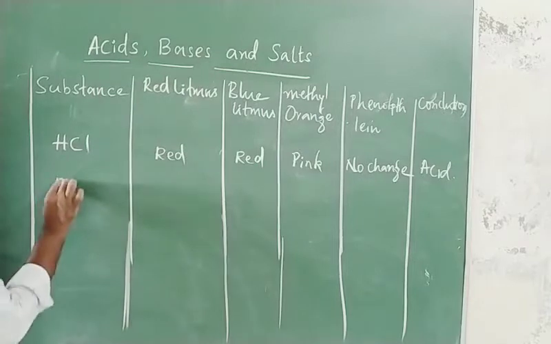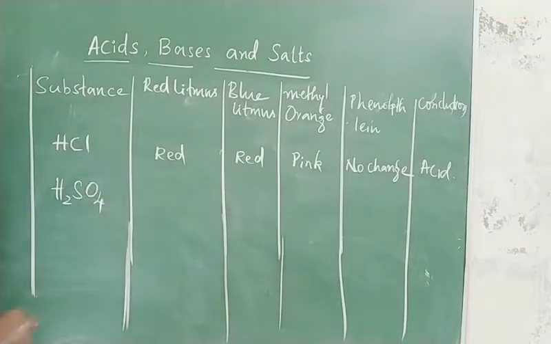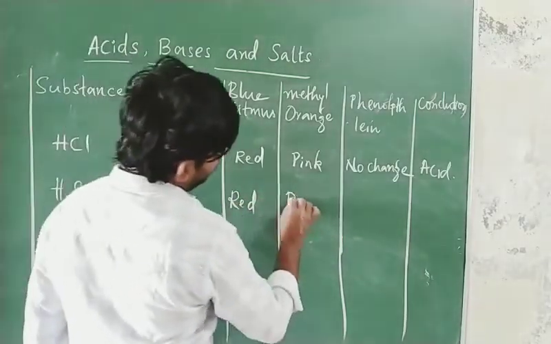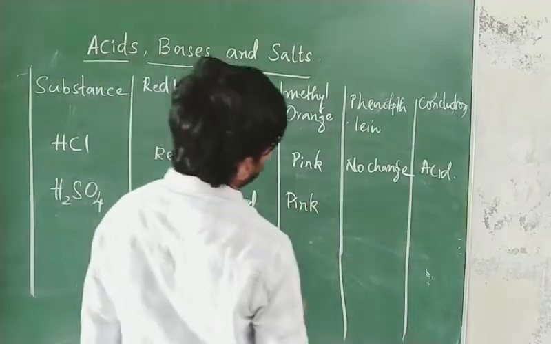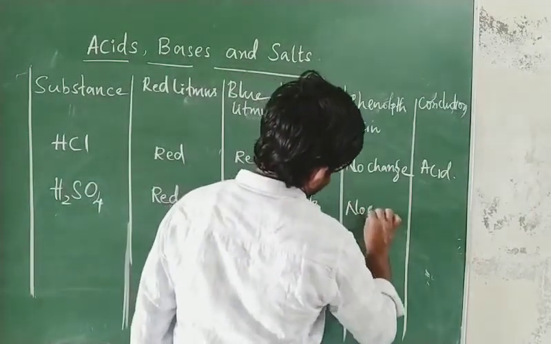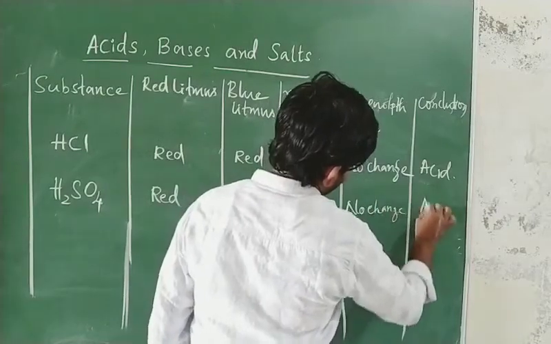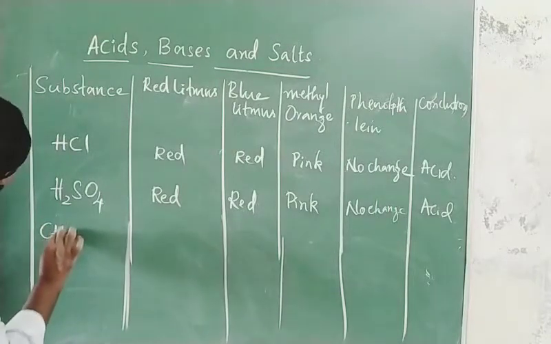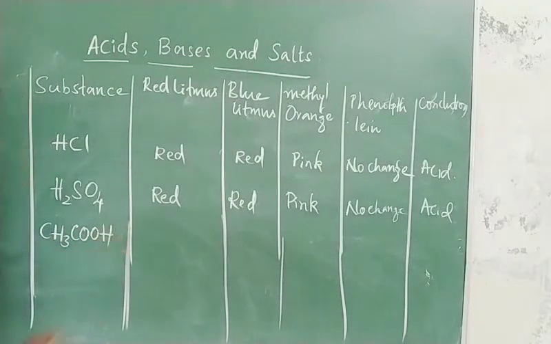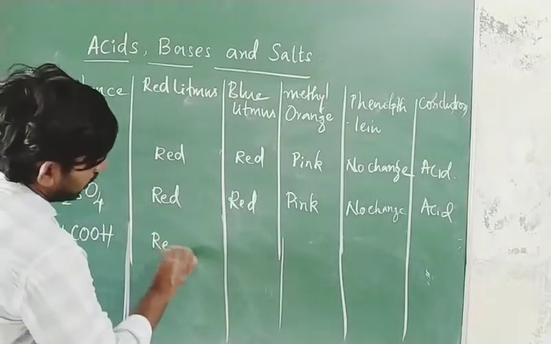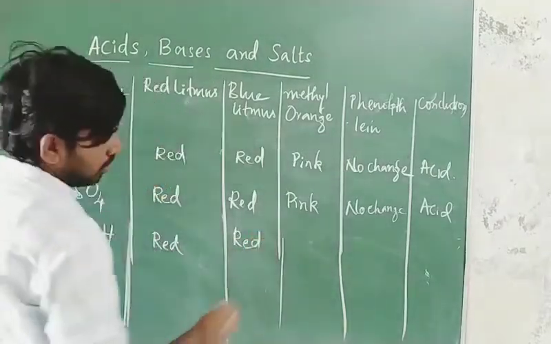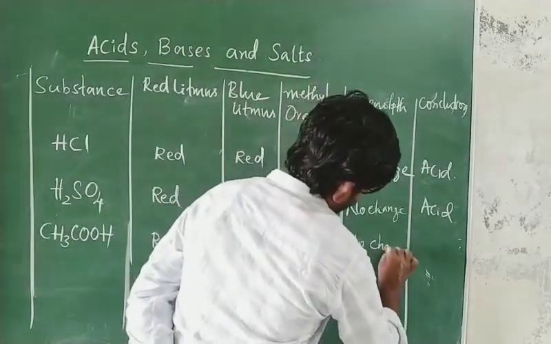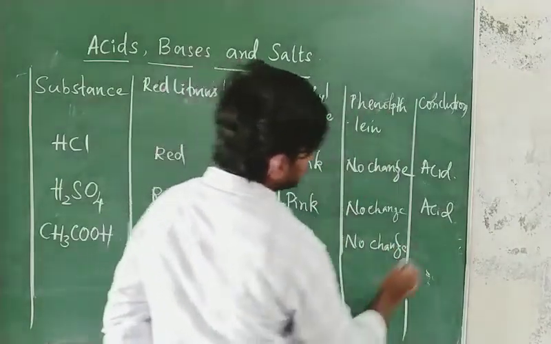One more is H2SO4. Same thing. It remains red, blue turns to red. Methyl orange is pink color. Phenolphthalein is no change. Then it is nothing but acid. One more is vinegar. Vinegar is CH3COOH. It is also a weak acid. Same thing. Red remains red. Pink color. No change. It is also an acid.